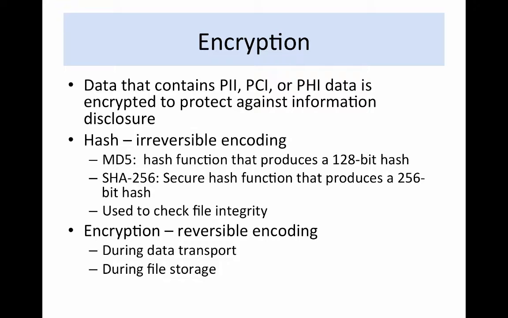The data grid applies two algorithms to datasets, a hashing algorithm to generate a checksum to verify integrity, and an encryption algorithm to prevent interpretation. The hash algorithm is a form of irreversible encoding. The data grid supports two hashes, MD5, which produces a hash length that is 128 bits long, and SHA-256, which produces a hash length that is 256 bits long.